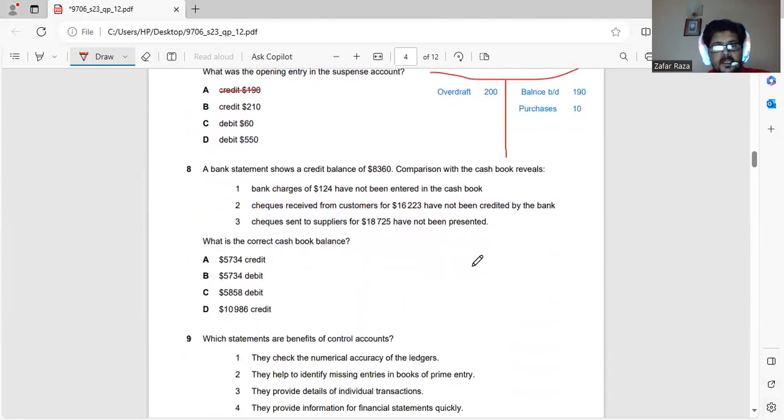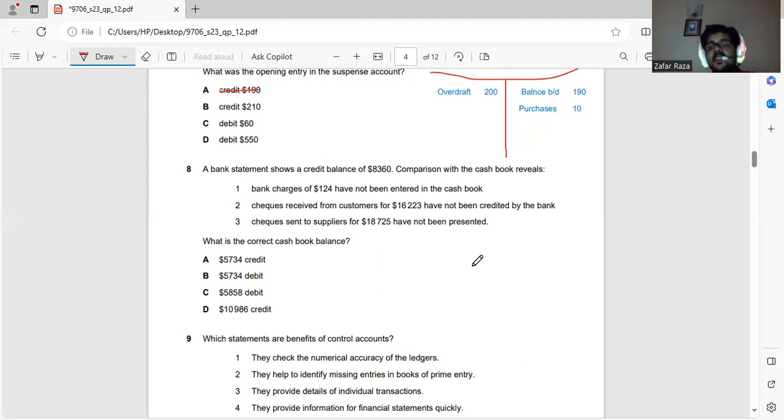Now, a bank statement shows a credit balance of 8,360. Comparison with the cash book reveals bank charges of 124 have not been entered in the cash book. Checks received from customers for 16,223 have not been credited by the bank. Checks sent to suppliers for 18,725 have not been presented. What is the correct cash book balance?